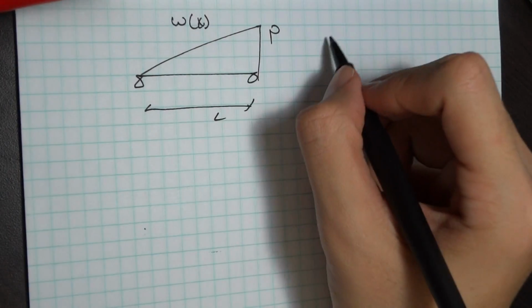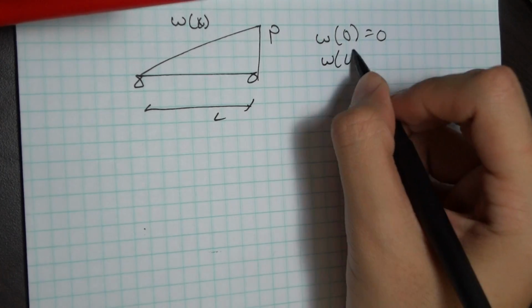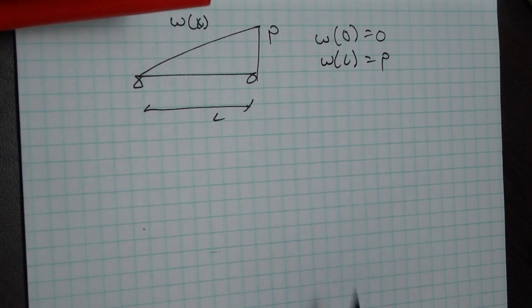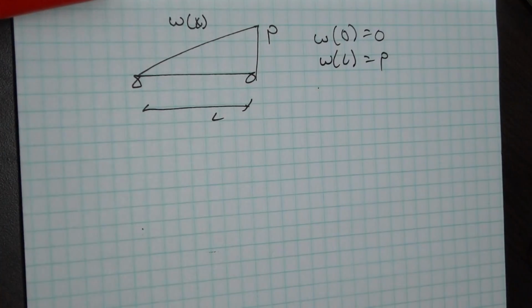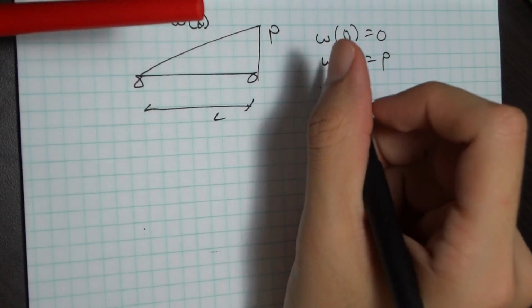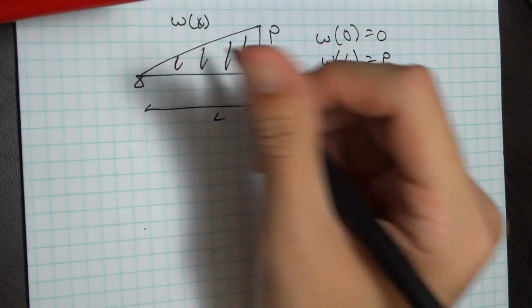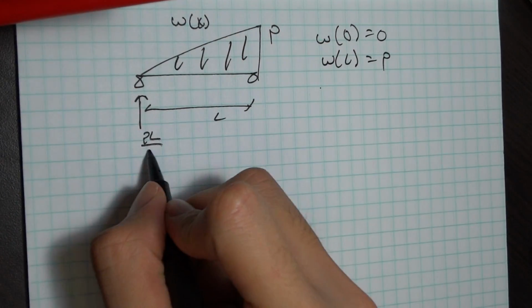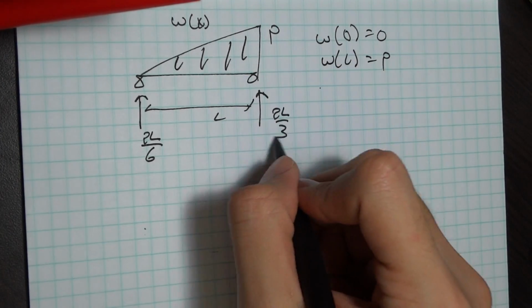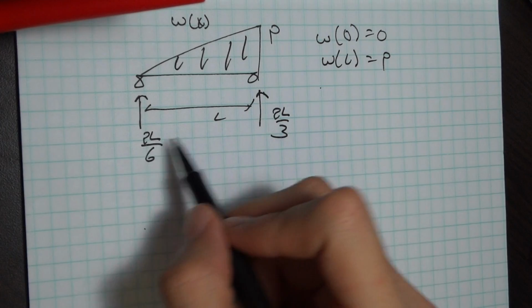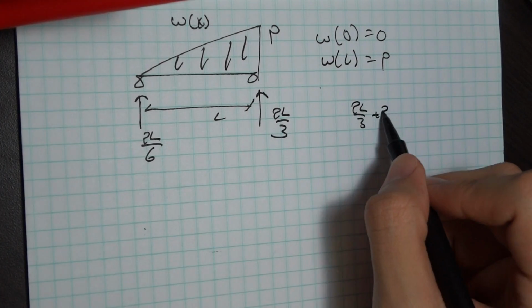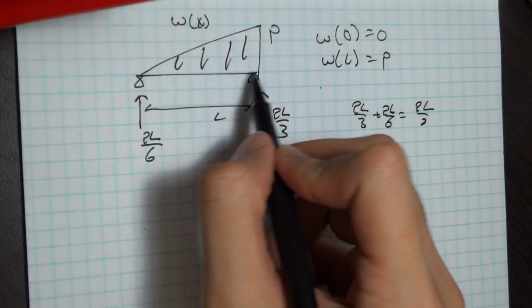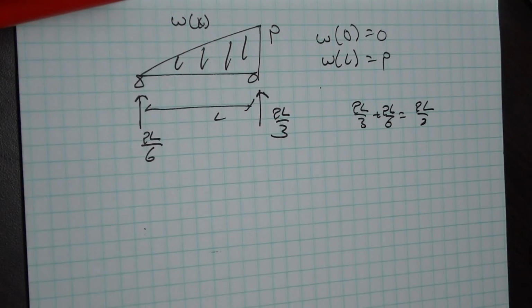So what does this mean? This means that W of 0 equals 0, and W of L equals P. And if I have this load case, then it turns out that my reaction here is going to be PL over 6. My reaction here is going to be PL over 3. And if you add these two together, it equals PL over 2, which is the area of this triangle, which is what you'd expect.